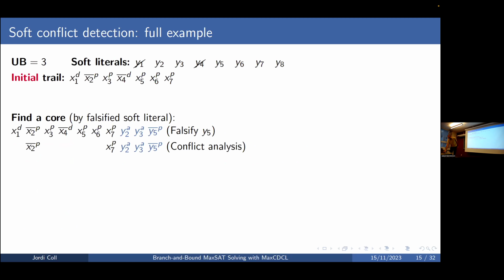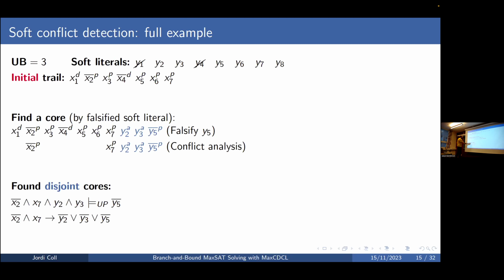Okay, I apply conflict analysis. I detect that only this is relevant regarding the reasons. So this is what happened. Given the assignment by unit propagation, I have propagated this. So this is my new local core. Given these reasons, I have this core. Okay. So now I have two cores.